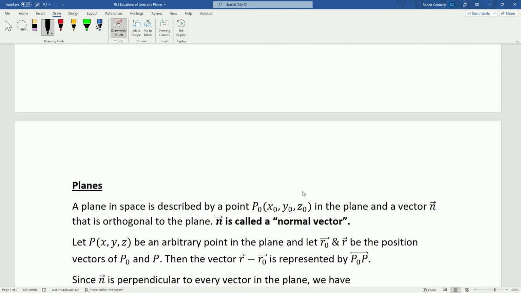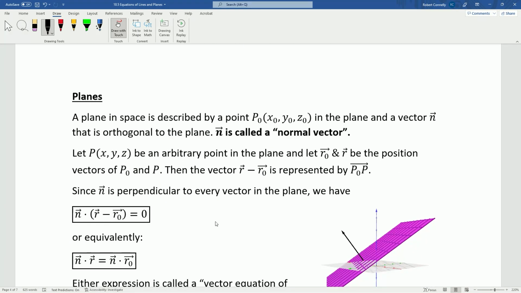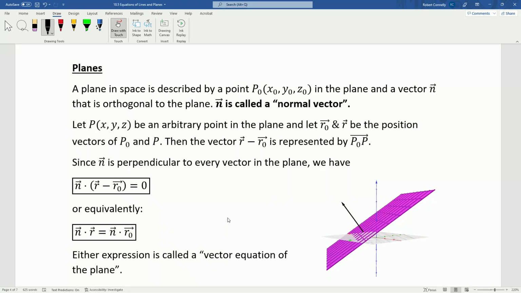All right, let's go ahead and move on and talk about planes. So planes are a little more involved here, but they're not too bad. A plane is described by a point in the plane, x naught, y naught, z naught, and a vector n that is orthogonal to the plane. We call n a normal vector.